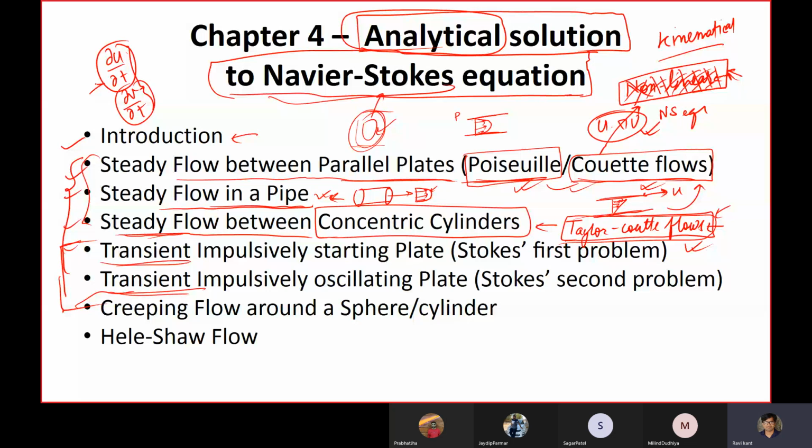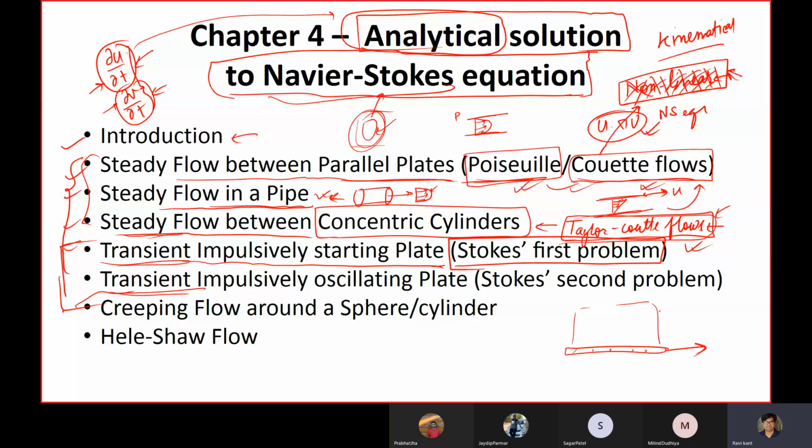And the transient impulsive starting plate. So basically, this is also called Stokes' first problem. Essentially, you will have an infinite plate, and a fluid domain resting on top of it, and you start accelerating or pulling this plate in some direction with some impulse.